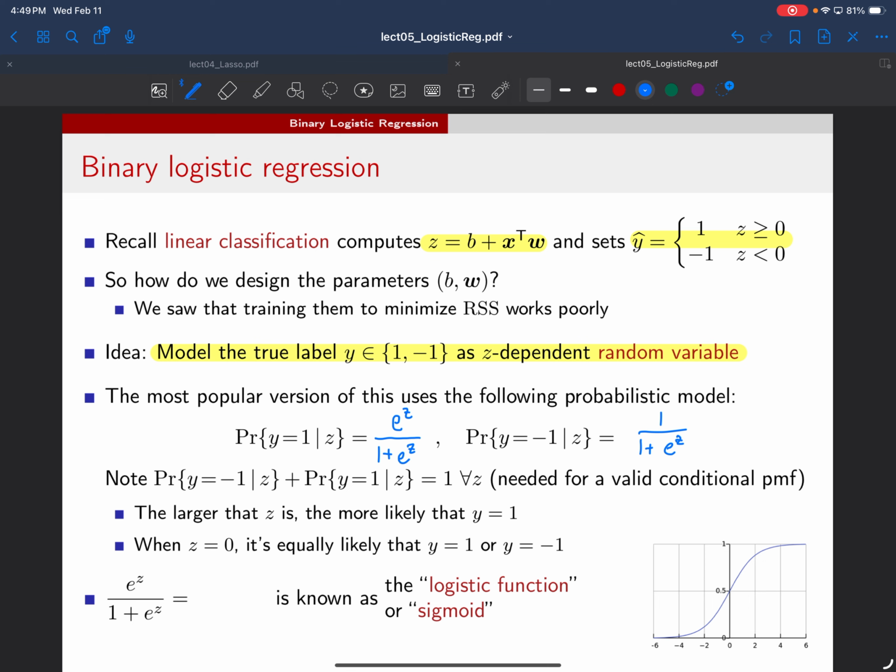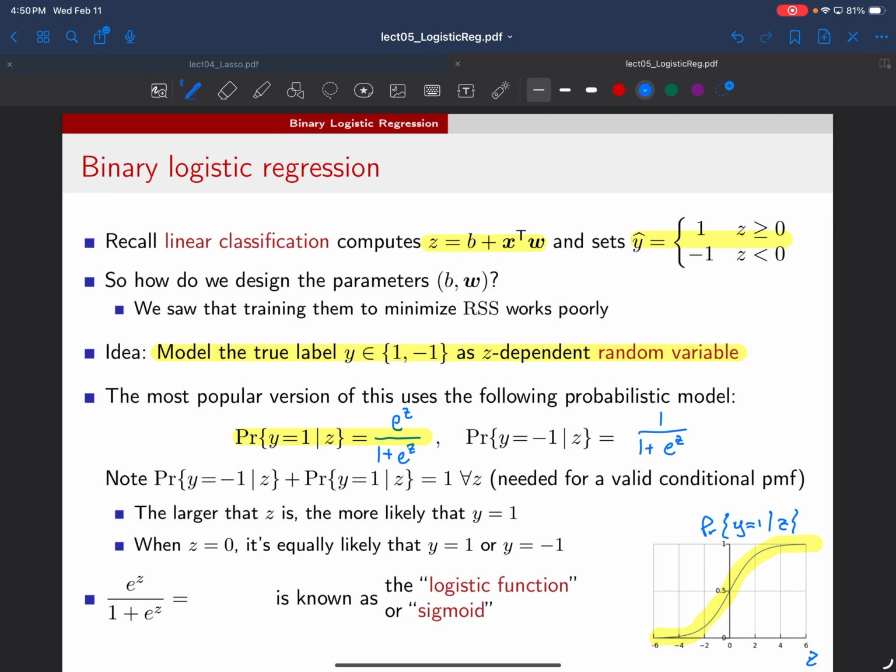If we want to visualize this, it is this plot down here. This is z, and this is the probability that y equals 1 given z.